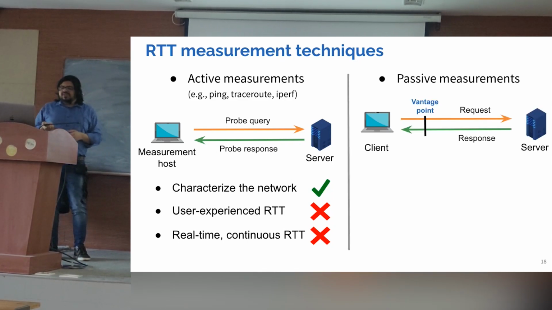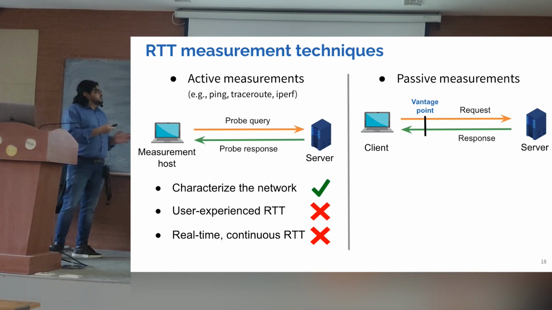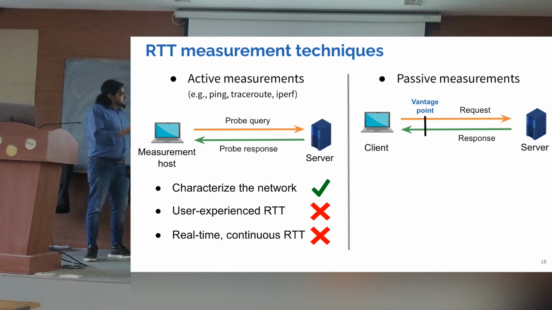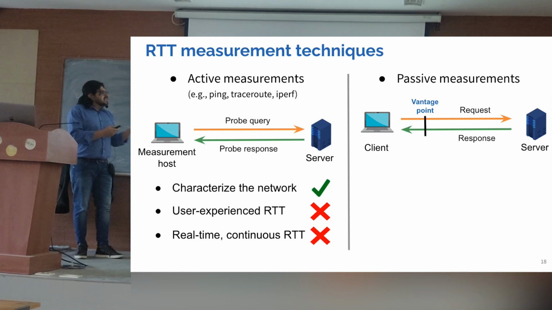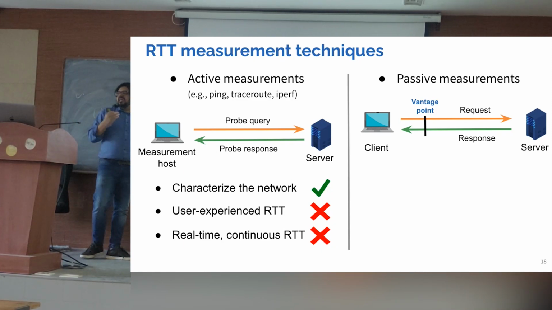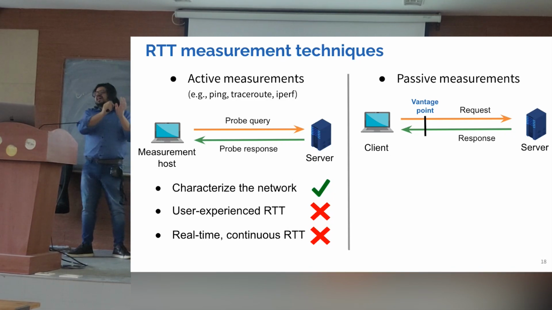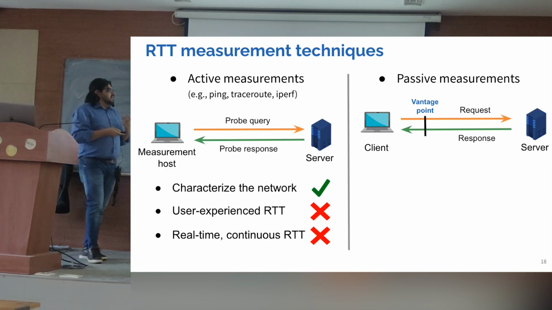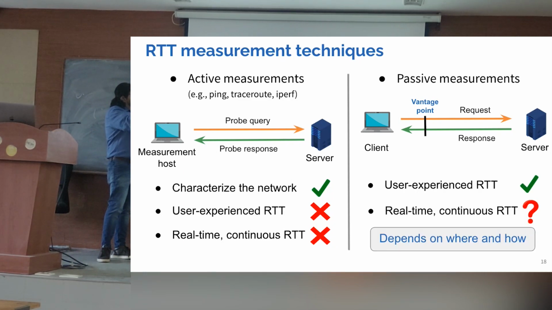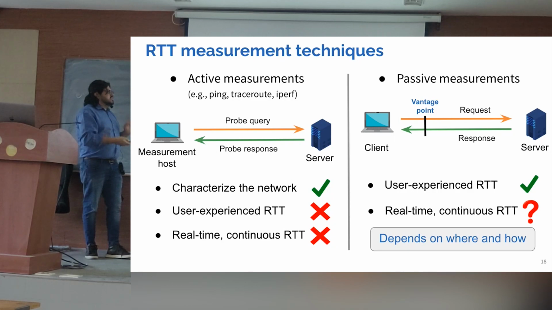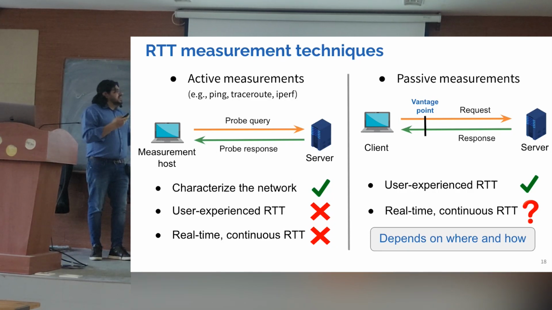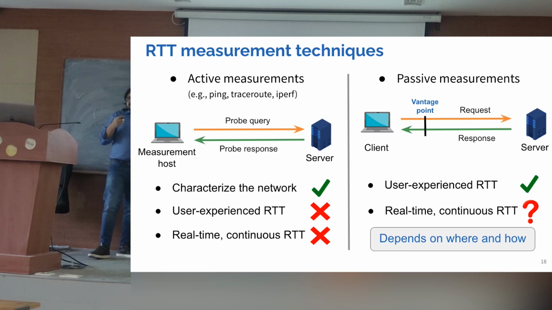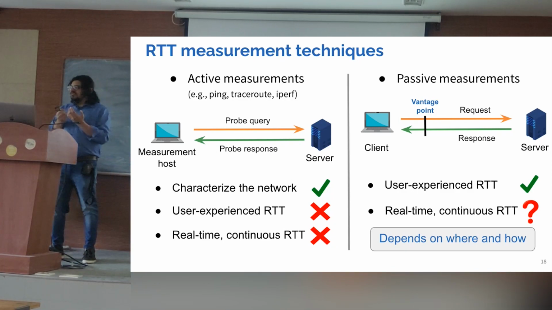The alternative is to do passive measurements. In this case, the client and the server keep communicating as usual. But you have a vantage point somewhere in between, right? You have some device in between that is trying to compute these RTTs, and that device computes the timestamp difference between the request and the response. And this is great for user experience RTTs because we see exactly what the client sees, especially if we are very close to the client, located within a few hops of the client.